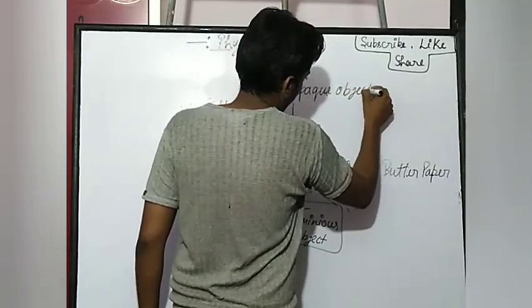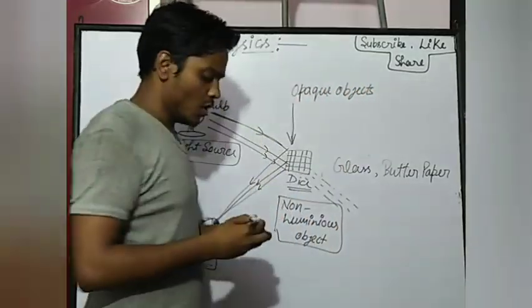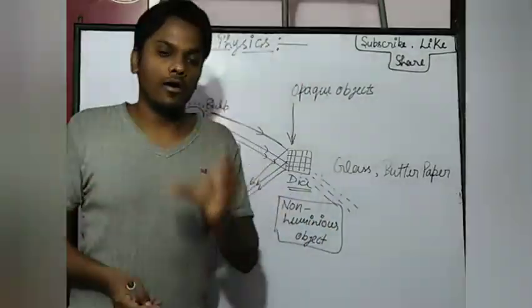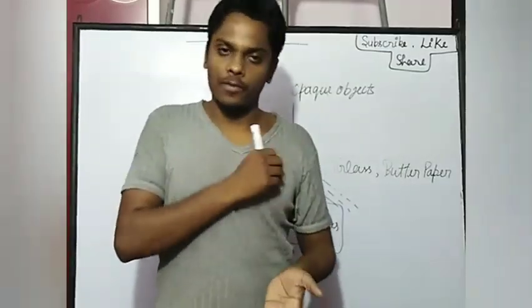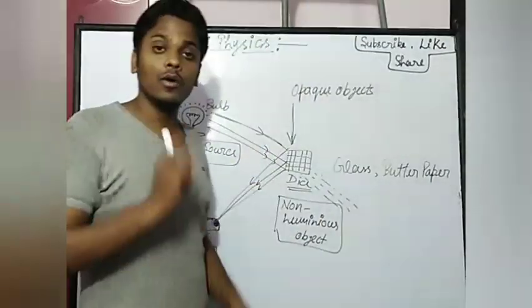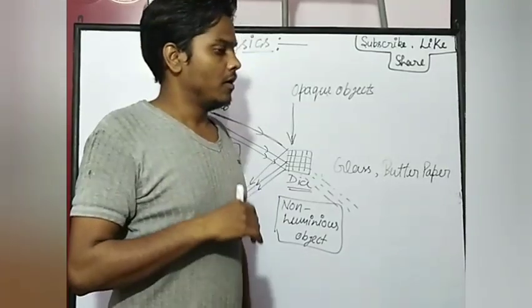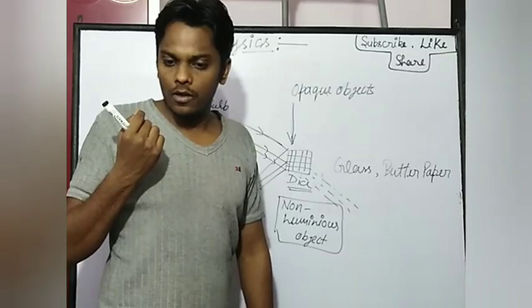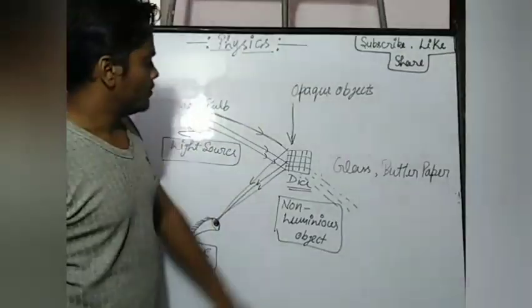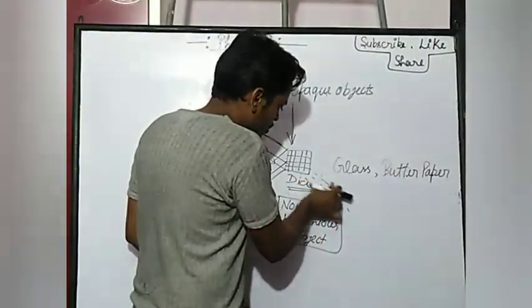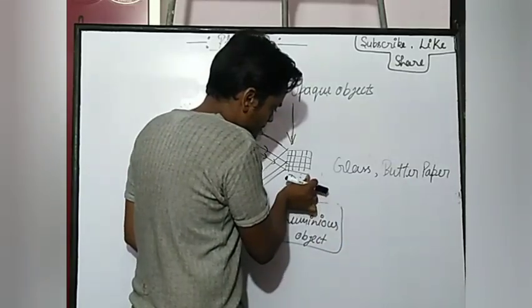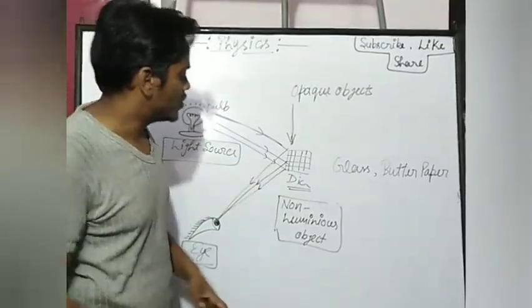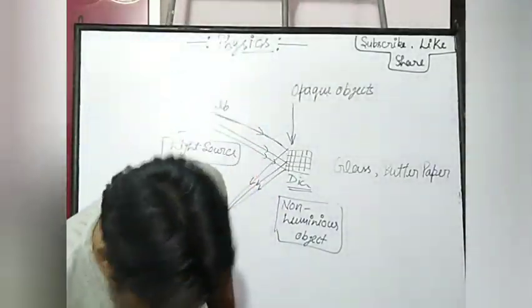Opaque objects. So what are opaque objects? These objects do not allow a ray of light to pass through them. For example, dice, book, table, any solid surface, etc. Okay, now when we use glass over here, what will happen? See, here is the change.